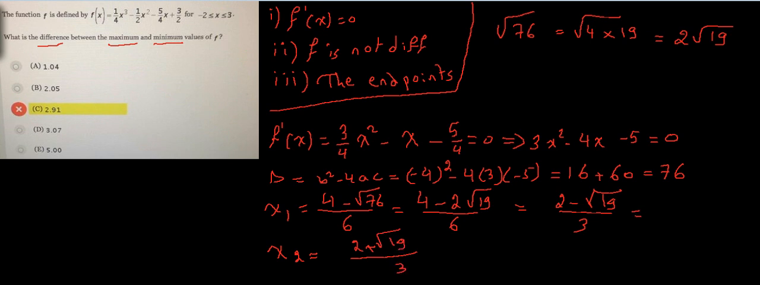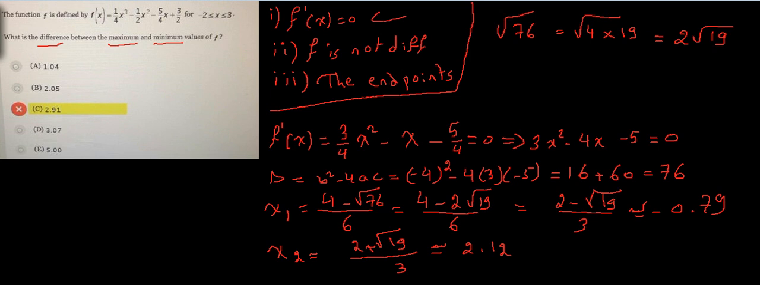Now, if we use the calculator, this value will be approximately equal to negative 0.79. It's not exactly equal, it's approximately equal, for sure. And the other value will be approximately equal to 2.12. Now, this is for f prime of x equals 0.